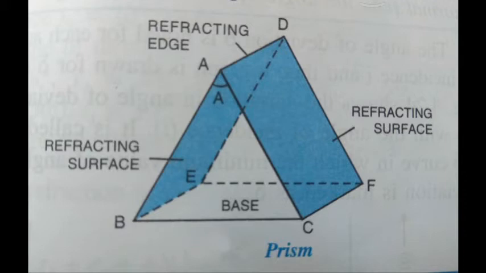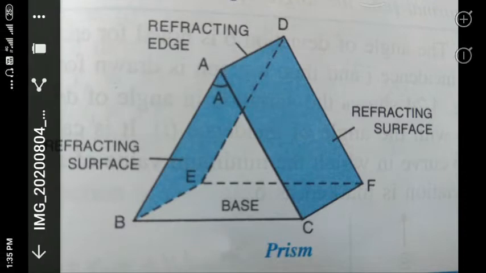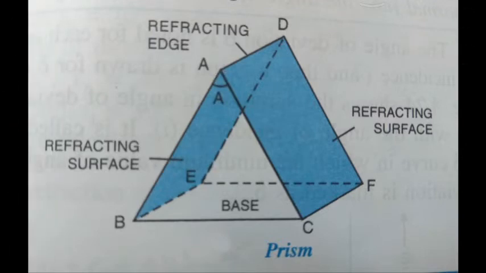Now, the 2 rectangular surfaces ACFD and ABED, which are marked by blue color in the picture, are also called the refracting surfaces of the prism. They are called refracting surfaces because it is through these 2 surfaces that refraction takes place in a prism. Furthermore, the angle between these 2 refracting surfaces, denoted by the angle A over here, is also called the angle of the prism.